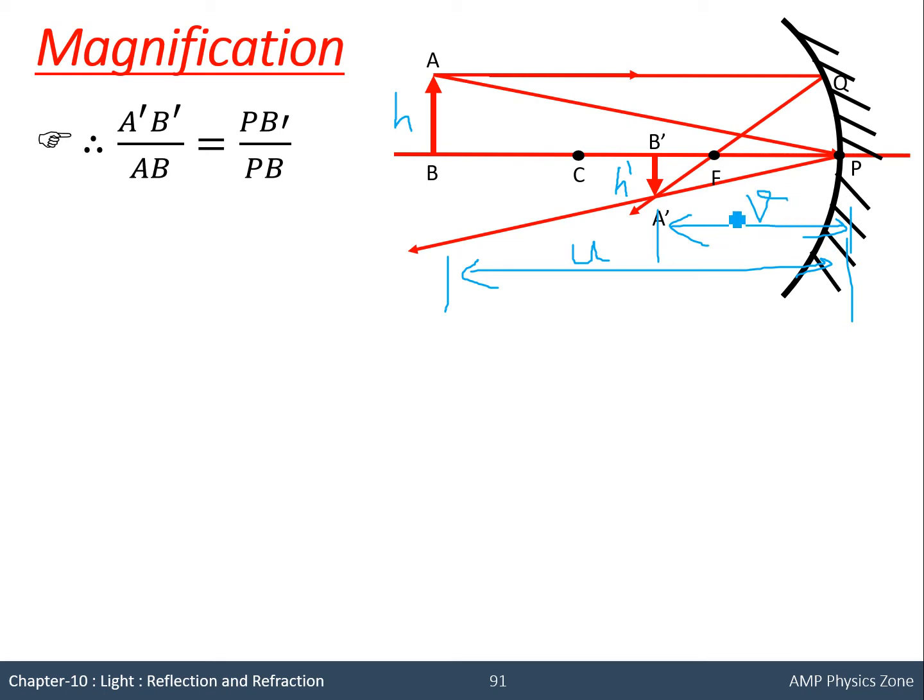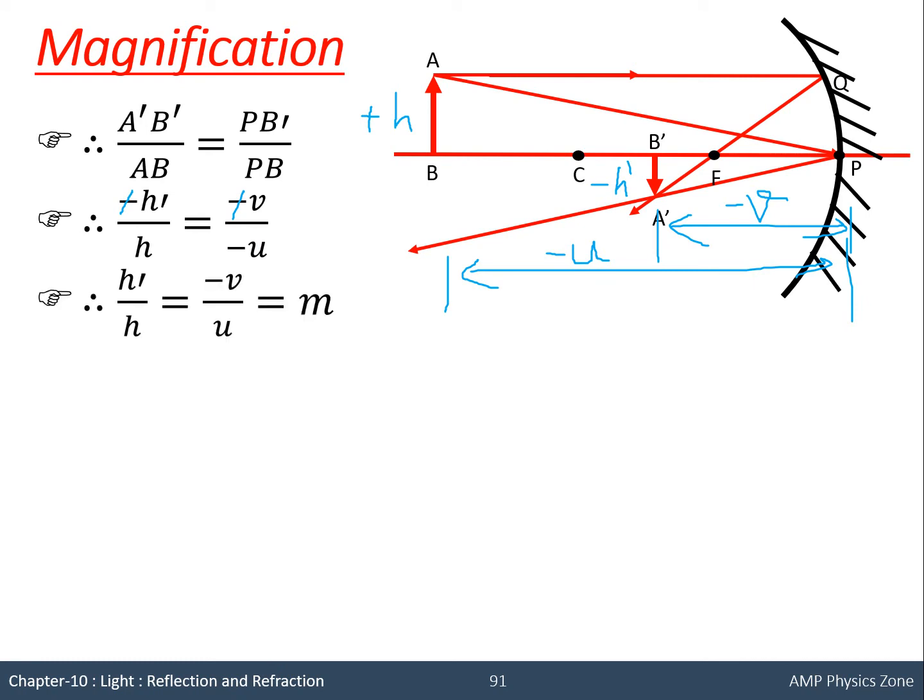V will be negative because it is on the left side, U will be negative because it is on the left side, H dash will be negative because it is below the principal axis, and H will be positive. So we have to use sign convention while we use these values. So minus H dash, H, minus V, minus U. One negative sign we can cancel, so one negative sign will persist. So h dash by h will be equal to minus v by u, that is equal to m.